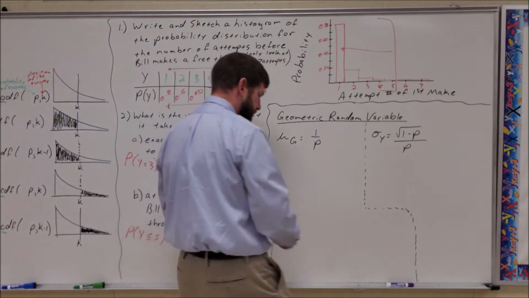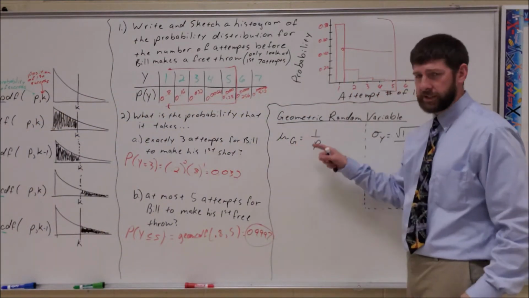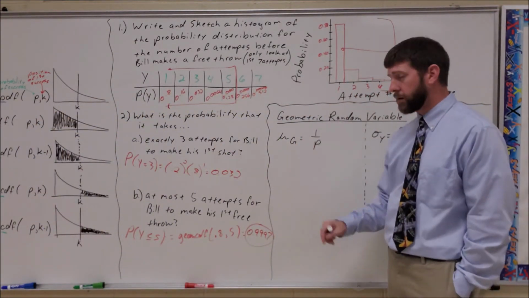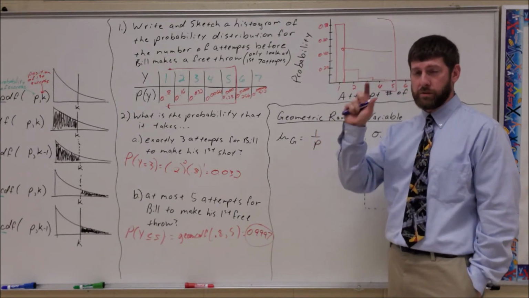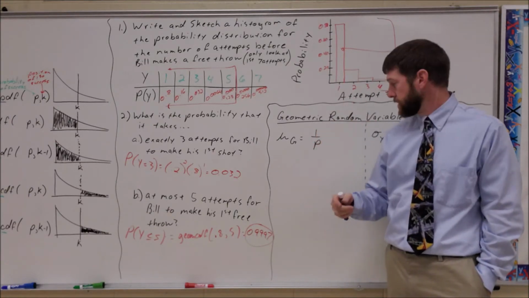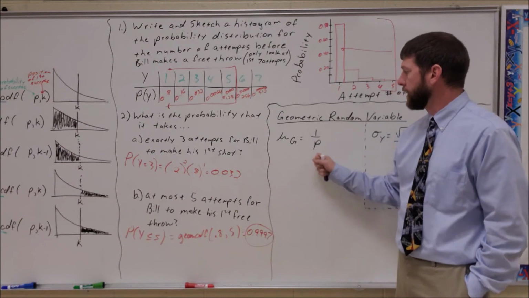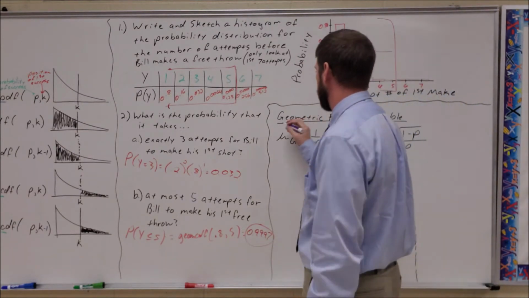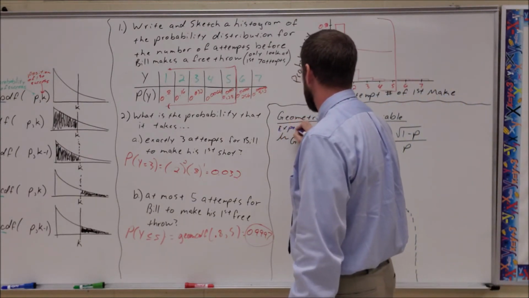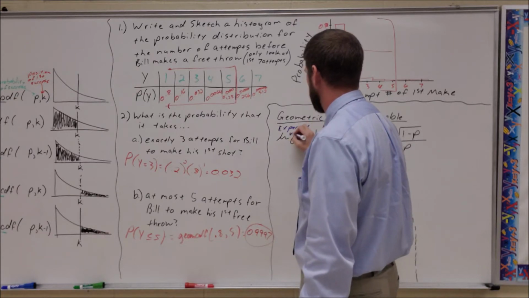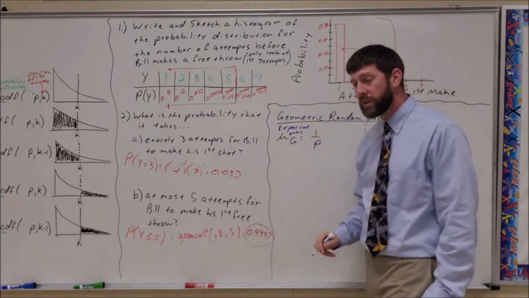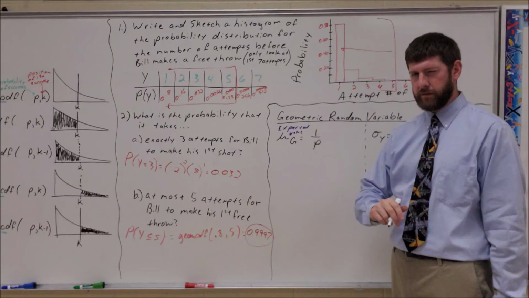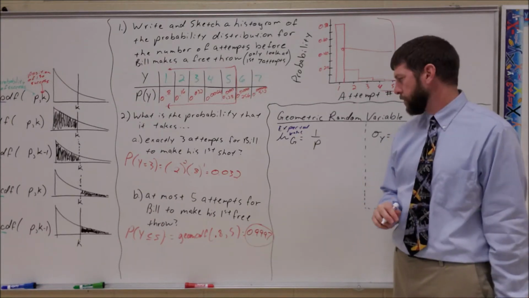Well, how do we get this? Because this one's not as intuitive as our binomial. Binomial expected value was number of successes times the probability of successes. That's what we'd expect to happen. In this case, our expected value, our mean, is going to be 1 over the probability of success. Why is it 1 over probability of success?